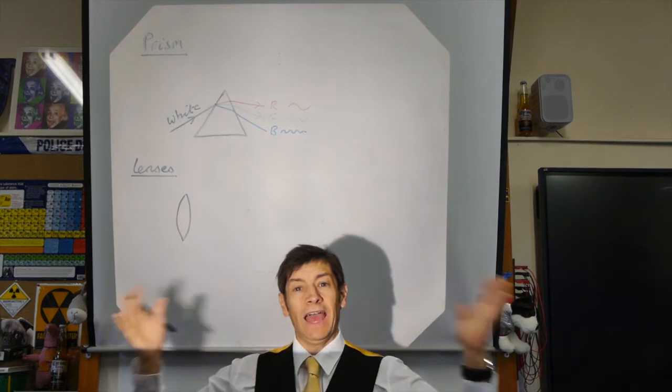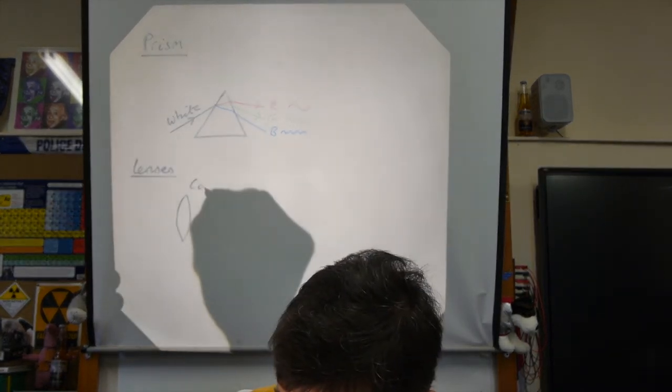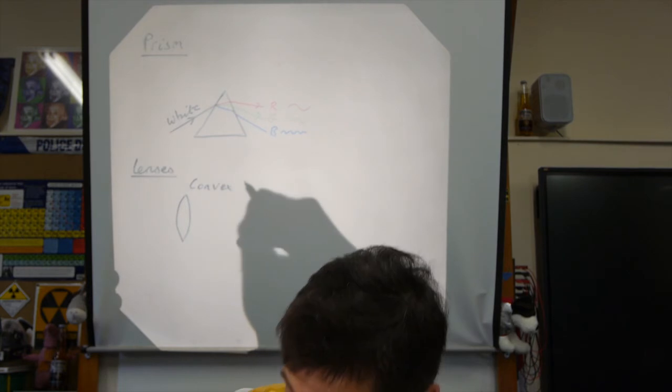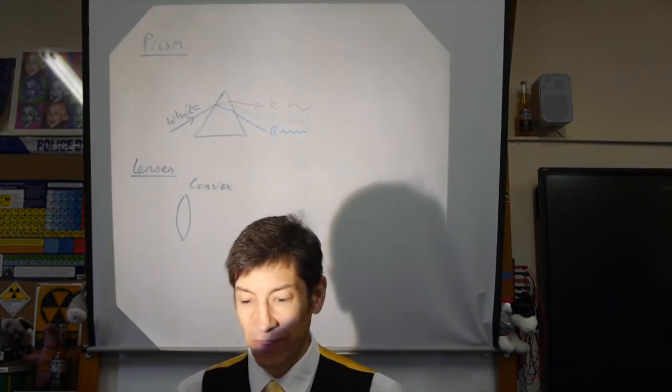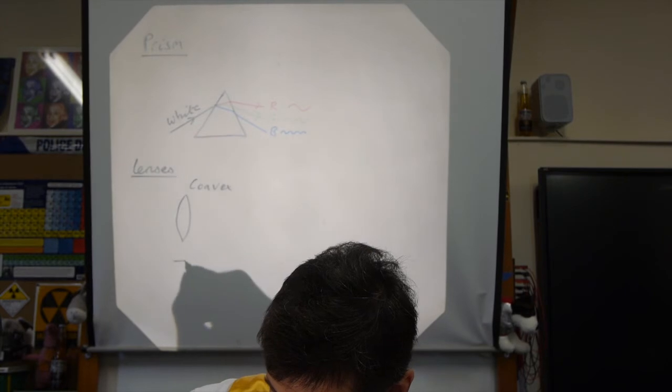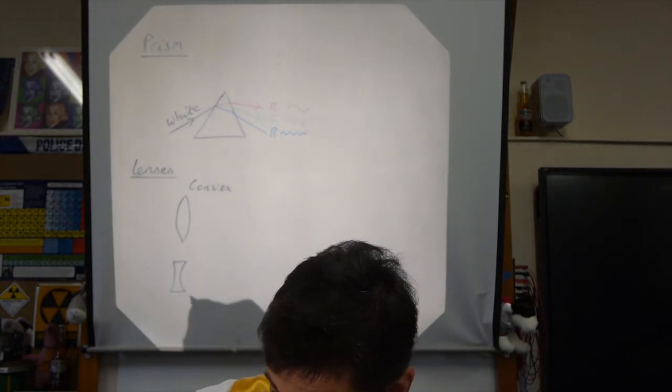Okay. It's curved outwards. So this is a convex lens, and the one that goes with it, the other one, the concave lens.